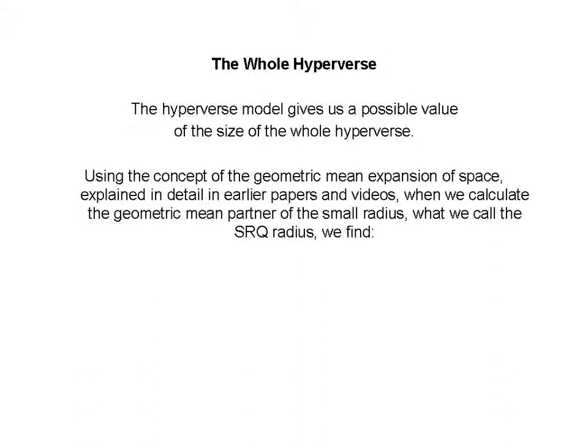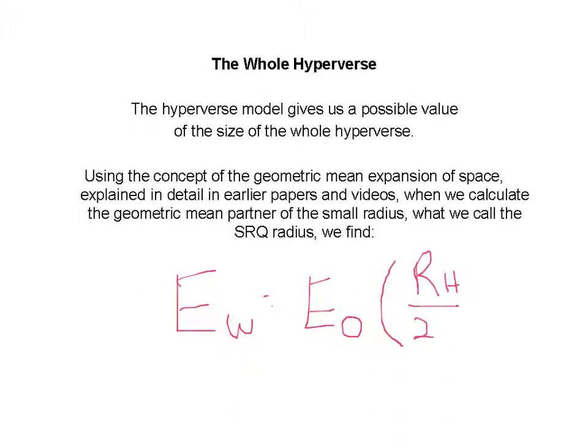Using the concept of the geometric mean expansion of space, explained in detail in earlier papers and videos, when we calculate the geometric mean partner of the small radius, what we call the SRQ radius, we find that the energy of the whole universe is equal to the energy of the observable universe times a factor of r sub h over 2 LP to the fourth, where r sub h is the radius of the observable hyperverse and 2 LP is 2 Planck lengths.